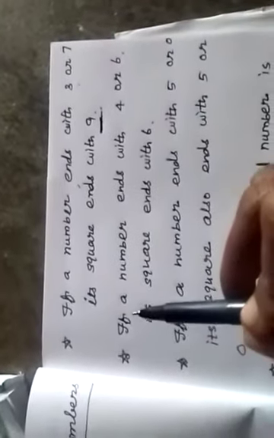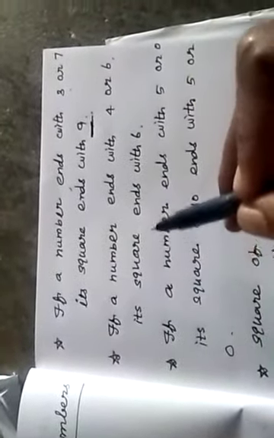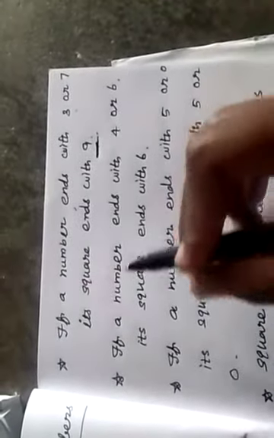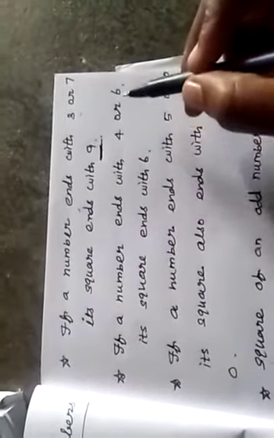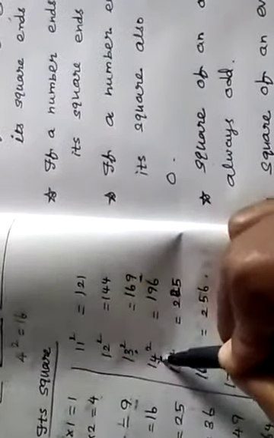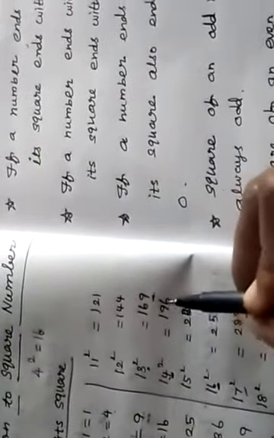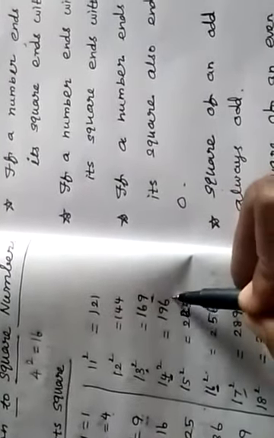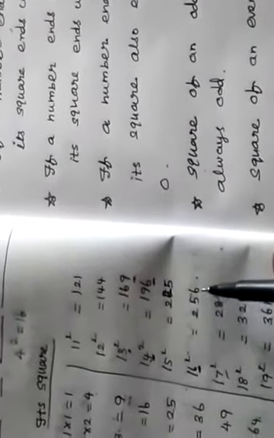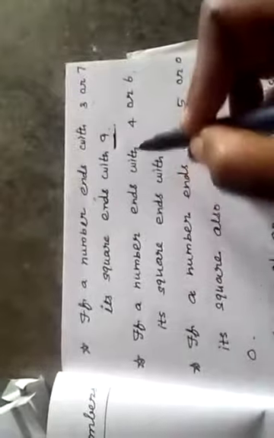Next point: if a number ends with 4 or 6, its square ends with 6 only. Listen here. If a number ends with 4 or 6, its square ends with 6 only. Yes or no? The end digit is 6 only.